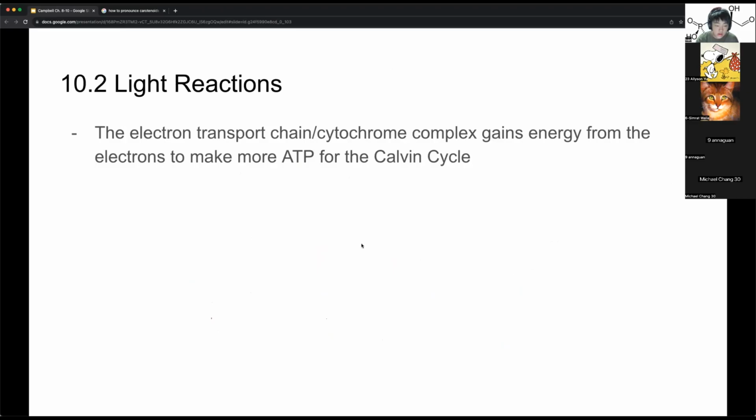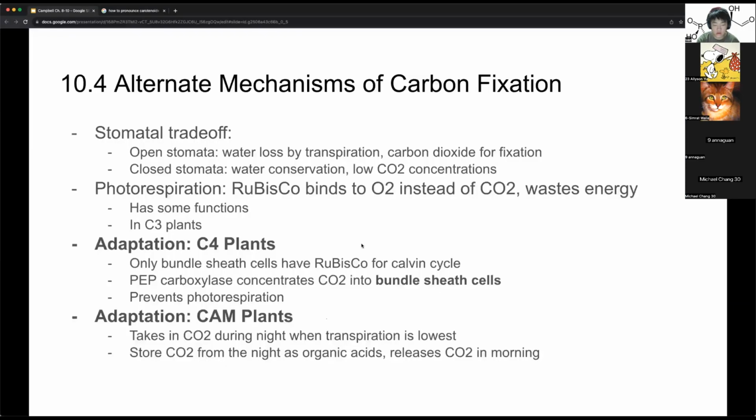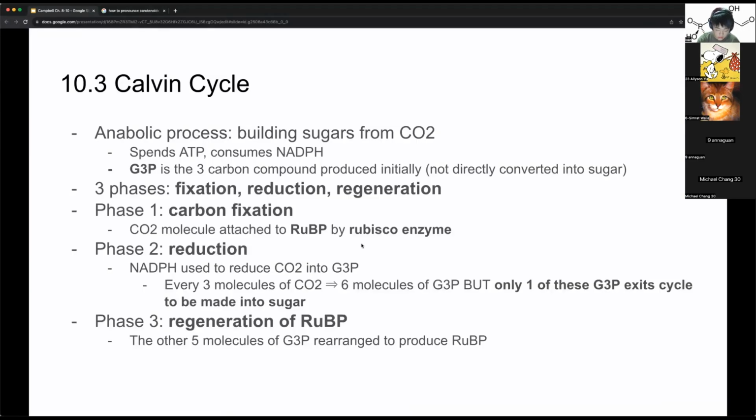Okay, so next we're going to talk about the Calvin cycle. The Calvin cycle requires energy. So let's see. Calvin cycle. Oh, there's no graph here. That's crazy. Okay, anyways.